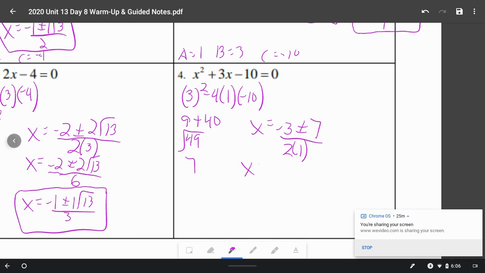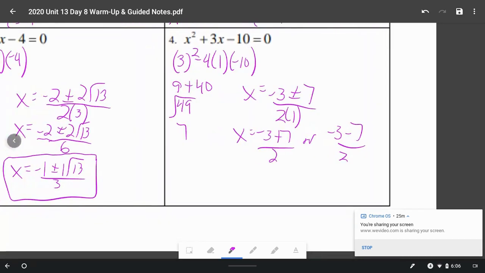So now I get -3 plus 7 over 2, or negative 3 minus 7 over 2. So when I don't have a square root left, I can actually solve this. So in my calculator, if I actually added and divided and simplified, I believe I'd get 4 over 2, which is x equals 2. And this one, I get negative 10 over 2, which is x equals negative 5. So those would be my two answers.